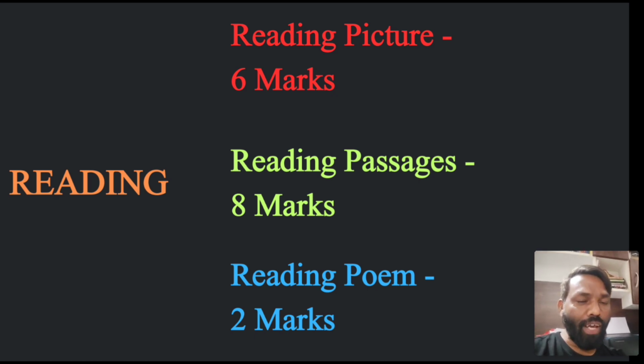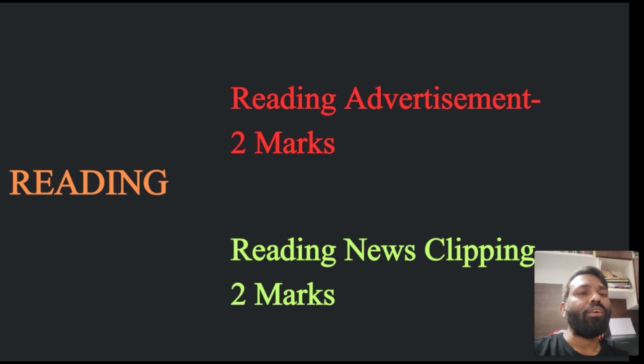And see, they are introducing one new type of question here. They are going to give one poem and ask the comprehension of that poem. So it carries 2 marks. So once again, reading picture, reading passages, reading poem. Then reading advertisement. They will give one pamphlet or any advertisement material, and they are going to ask 2 marks.